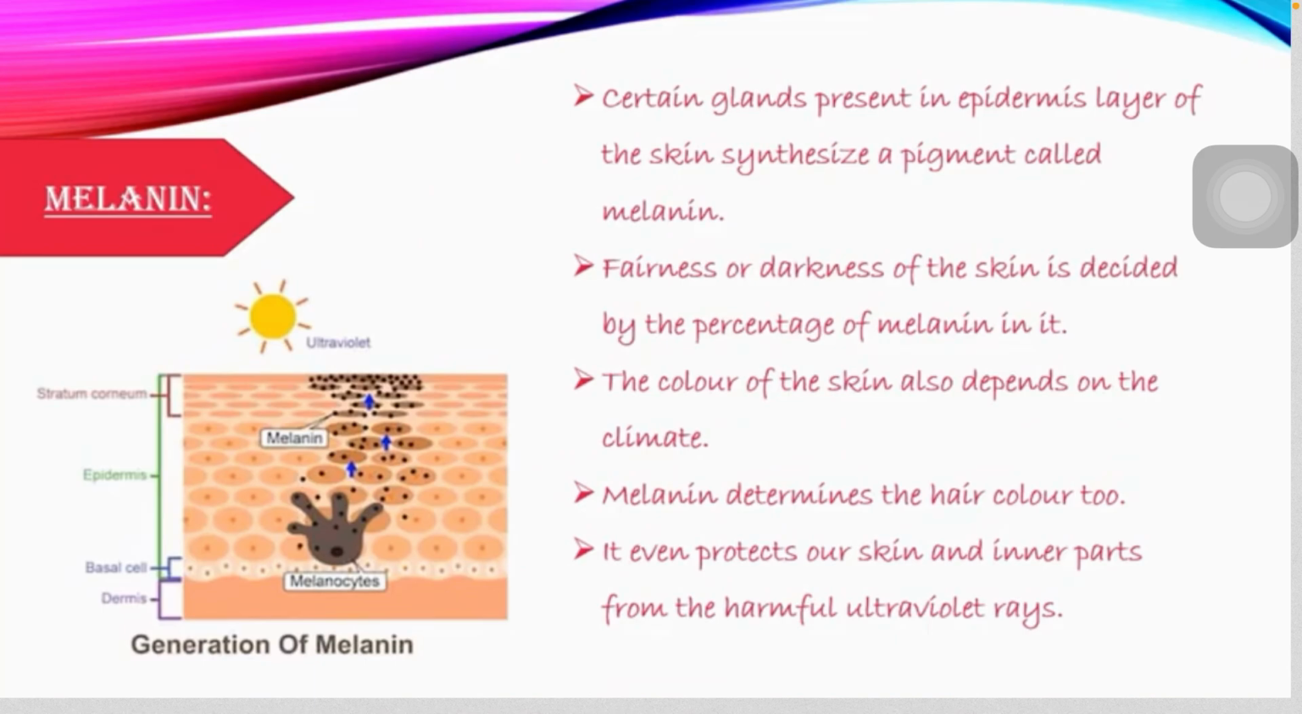The color of the skin also depends on the climate. Melanin determines the hair color too. Even the hair color, whether dark or light, is because of this pigment melanin. Melanin even protects our skin and inner parts from the harmful ultraviolet rays.